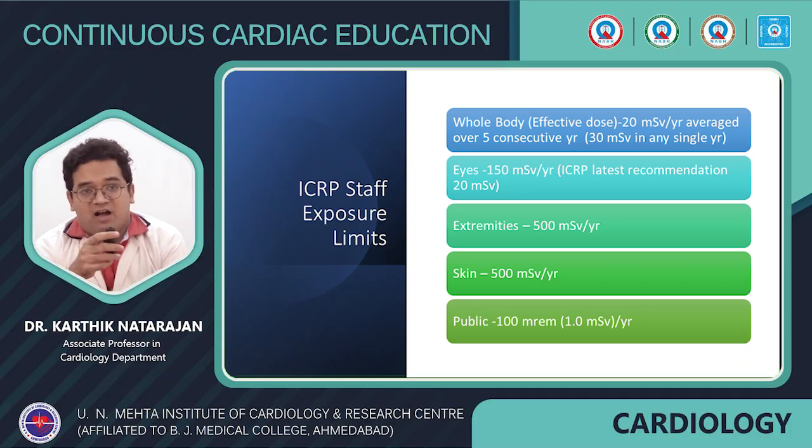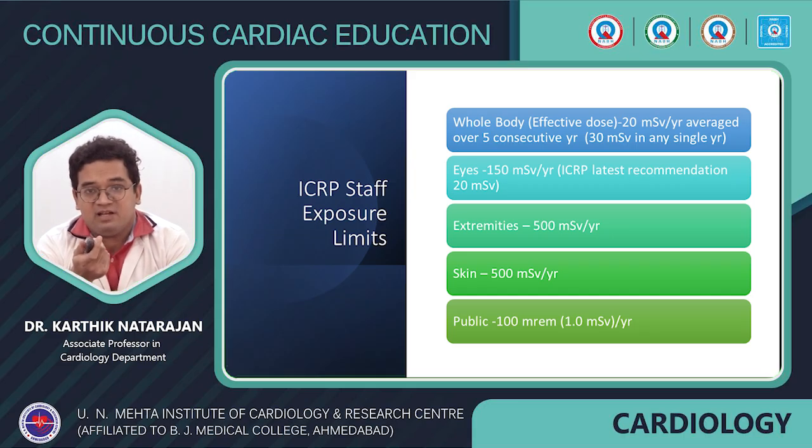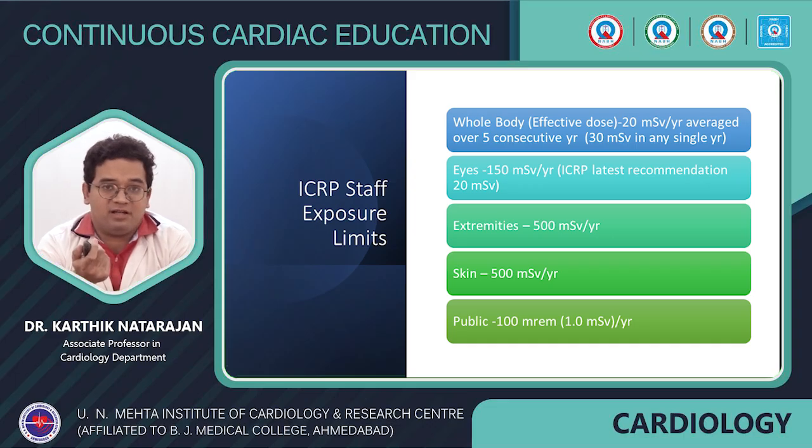Now these are the staff exposure limits for the whole body. Effective dose of 20 millisievert per year, averaged over 5 consecutive years. Eyes 150 millisievert per year. The latest recommendation is 20 millisieverts. Extremities 500 millisievert per year. Skin 500 millisievert per year. And public 100 millirem, which is 1 millisievert per year.